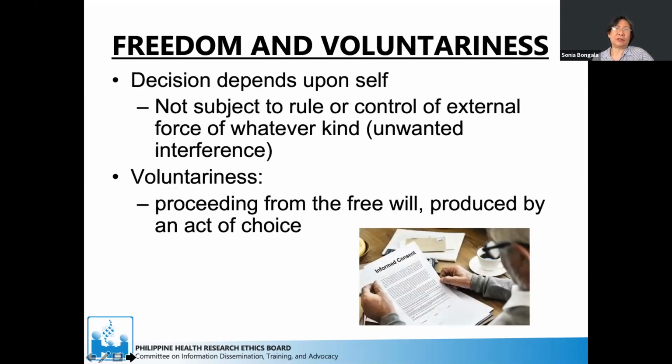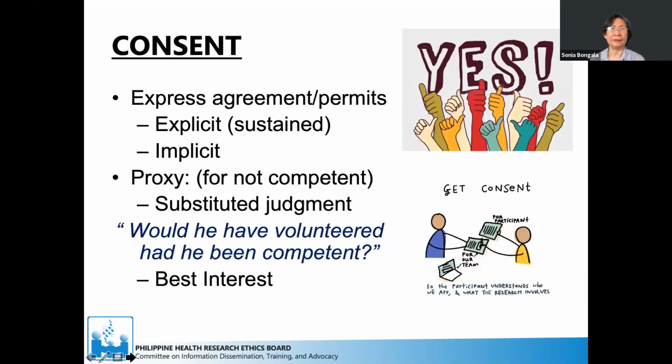Okay, so freedom and voluntariness means that the subject can make the decision without any interference from anybody. So the choice is his and his alone. And it should be from his own free will. Okay. So the consent can be explicit or it can be implied.